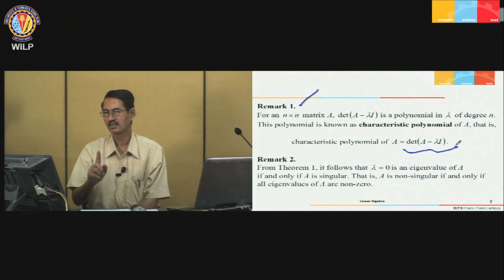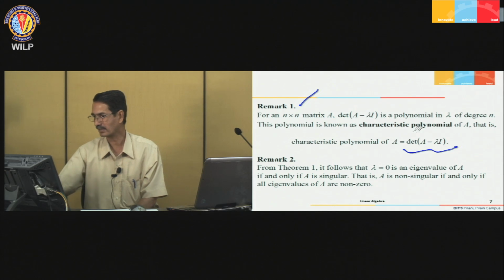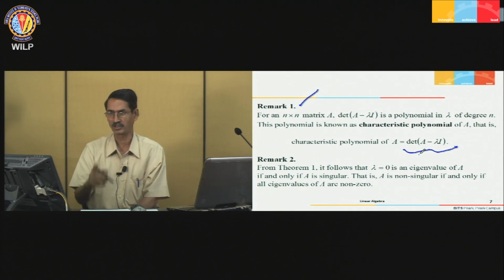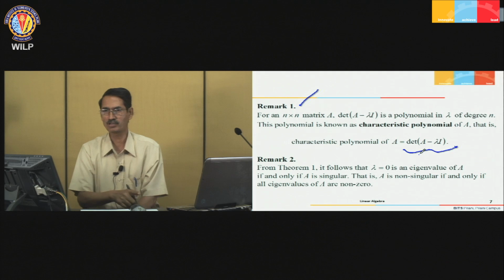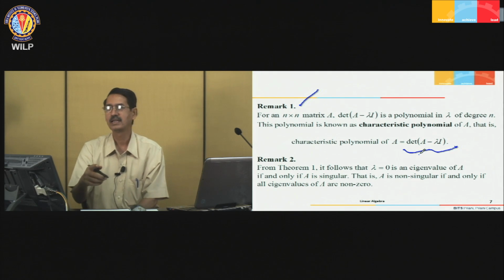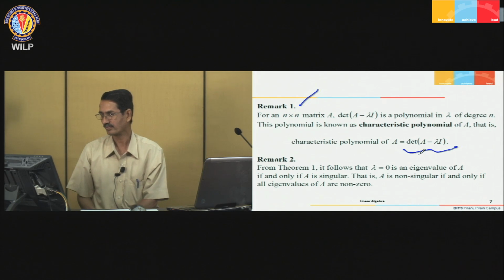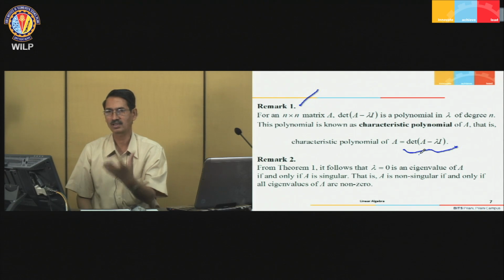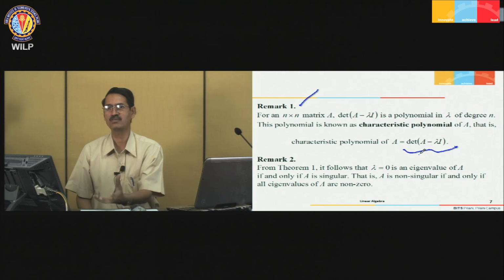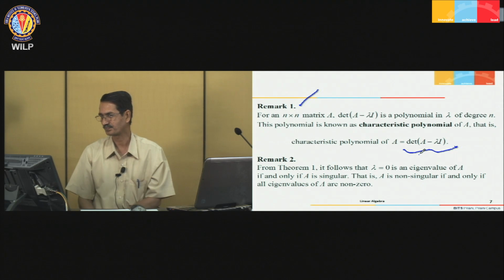And when it is a characteristic equation, and if A is a square matrix of order n, then this is a polynomial of degree n. When it is a polynomial of degree n, it will have n roots. All roots need not be distinct, but it will have n roots, and these roots are the values of lambda, the eigenvalues of the given matrix A.